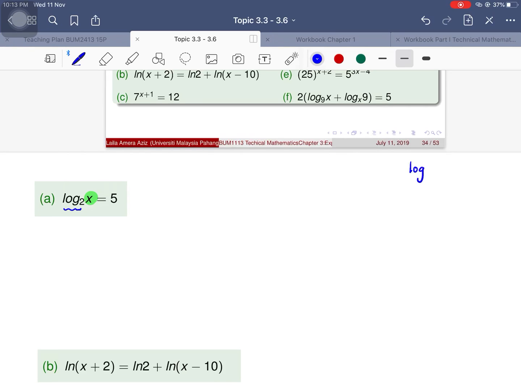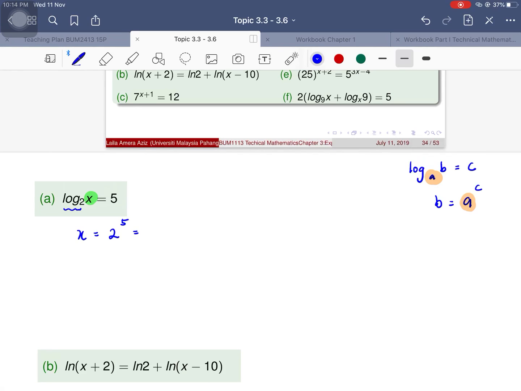For example, if I have log base A of B equals C, we have seen this before. My base is A for this case. When I change this to index form, I can write that B is going to equal A to the power of C. Previously A is the base of the logarithm, but when I change it into index form, A is the base of the index. So this is what I'm going to use to get rid of the log. I make it into index form. So log base 2 of x equals 5, and I'm going to have x equal to 2 to the power of 5.